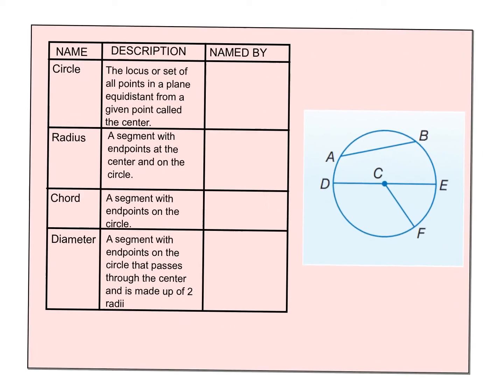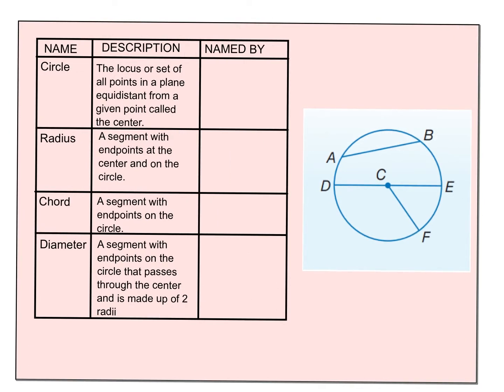A couple of nuts and bolts things first, okay? A circle is basically a set of points equidistant from a given point called the center. That is actually how a circle is defined, okay? So you have all these points that are all equidistant from a given point called the center. It is named by the point in the center of the circle. So this would be circle C, okay?